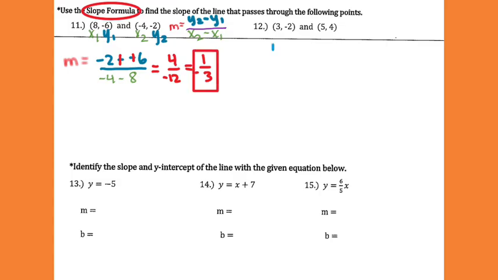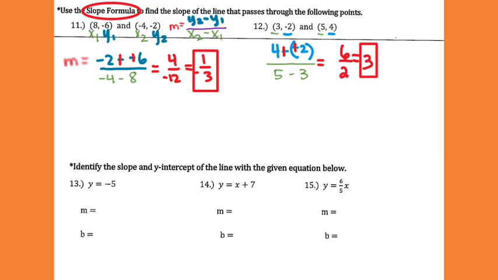On number 12, I do the same thing where I do my differences in y's over my differences in x's. And again, I have that double negative, so I have to add them. And I get 6 over 2, which is 3.